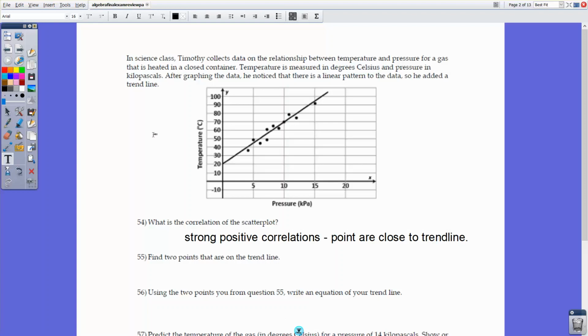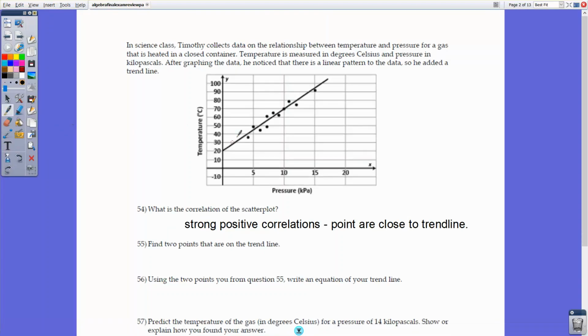Okay, find 2 points that are on the trend line. Looks like we have 1 point that's on here, right here, and not really much else. I would say let's use this y-intercept as our second point. Okay, so using the 2 points from question 55, write an equation for your trend line.